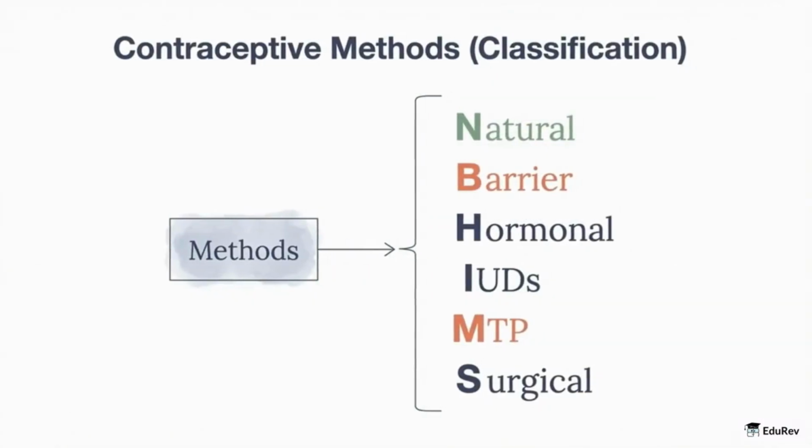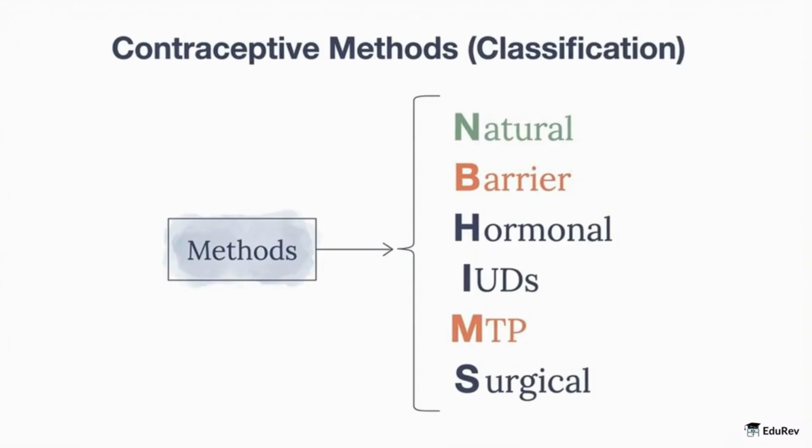Contraceptive methods are grouped into categories you should know: natural methods, barrier methods, hormonal methods, intrauterine devices or IUDs, medical termination (MTP) where allowed, and surgical options. Each group works differently and has its own strengths and limitations.